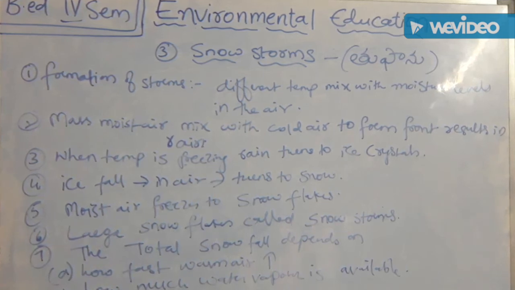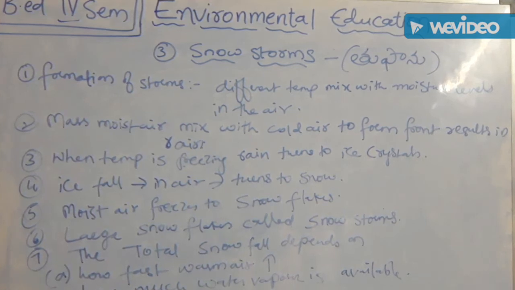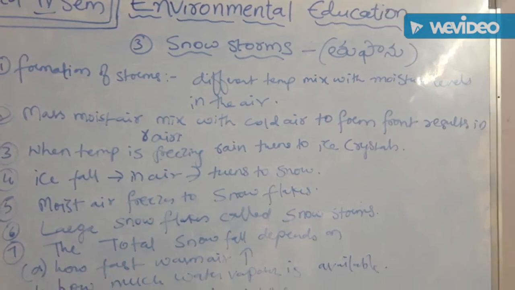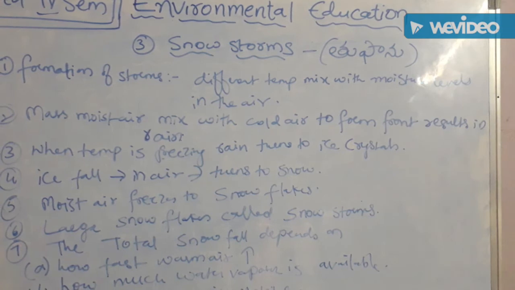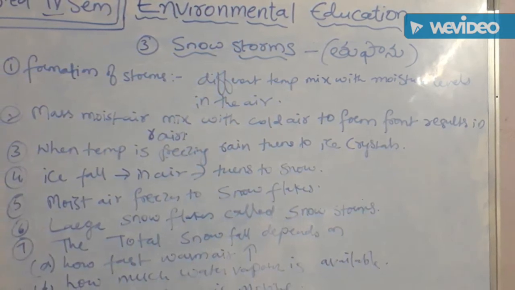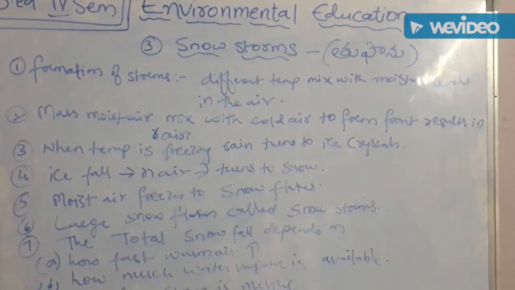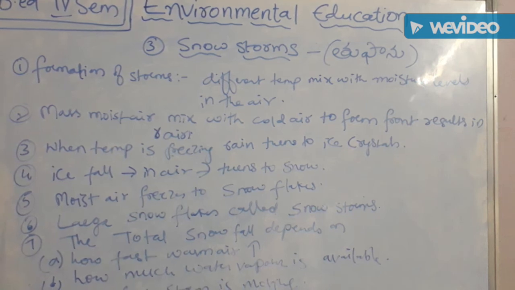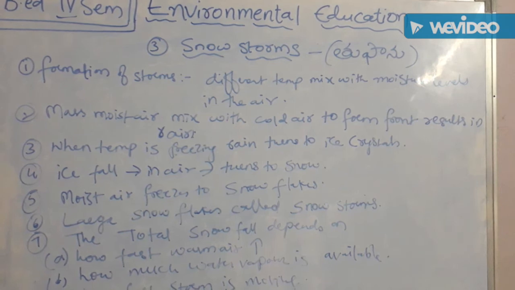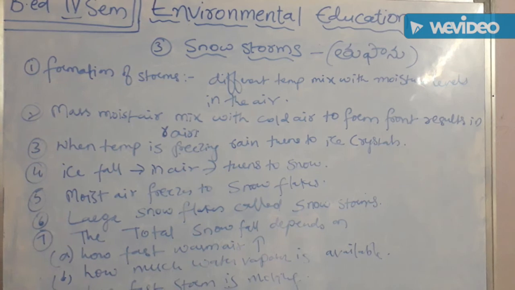Next, when the temperature is freezing, what happens? The rain turns to ice crystals. That means when the temperature is decreasing, they turn to ice crystals. Again, when this ice falls to the ground from the air, it turns to snow depending on the temperature. If the temperature decreases still further, this ice turns to snow. When the moisture in the air freezes, it turns to snowflakes.